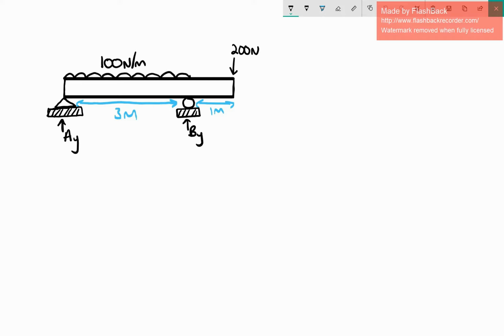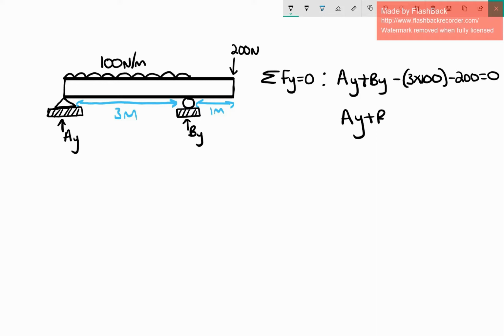of the beam, and there's a point load of 200 newtons acting at the end of the beam at 4 meters. Considering the reaction forces AY and BY acting upwards as positive, we're going to work out the vertical forces acting along the beam. So AY plus BY minus the 100 Newton meters acting along 3 meters of the beam minus the 200 newtons acting at the end of the beam is equal to 0. So by doing this, we get an equation for AY plus BY is equal to 500 newtons.